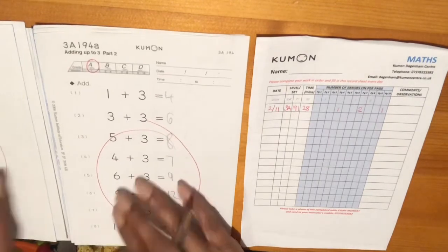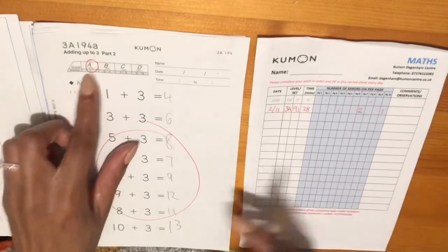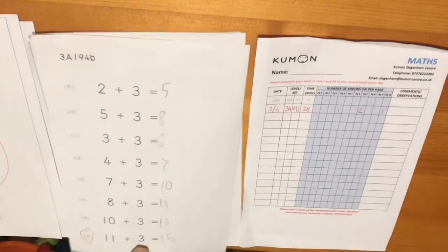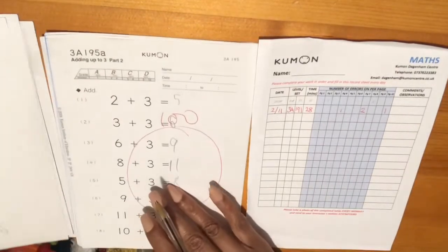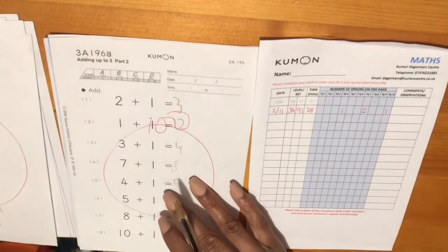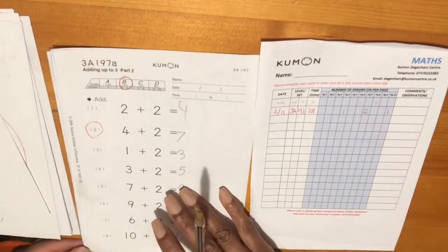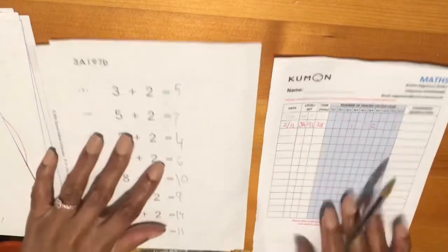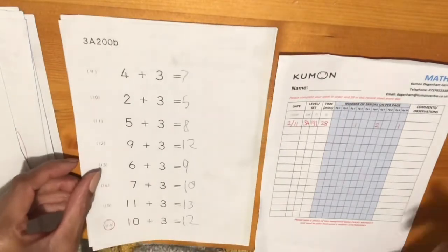So you can see over here, page 194 or page 4, we had 1 error just at the bottom there, so 1 error. And then on page 197, we had 1 error on the A side and 1 error on the B side, so that gives us a total of 2. And then on the last page we had 1 error down at the bottom, so that's 1.